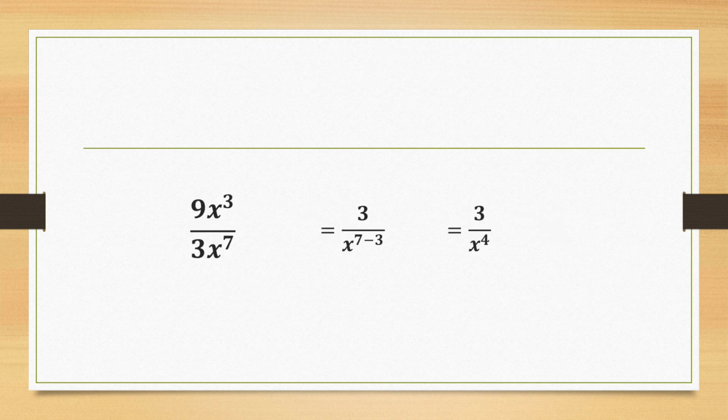Another one. 9x cubed divided by 3x raised to the power of 7. 9 divided by 3 is equal to 3. Since 9 is greater than 3 and it is placed in the numerator, we will place 3 in the numerator. And then, over x raised to the power of 7 minus 3. 7 minus 3 is 4. And our final answer is 3 over x raised to the power of 4.